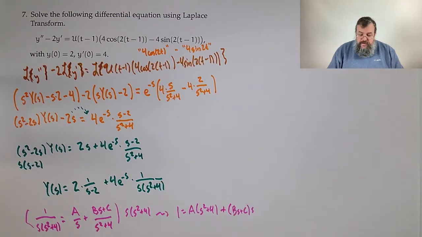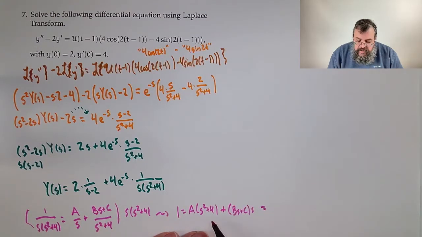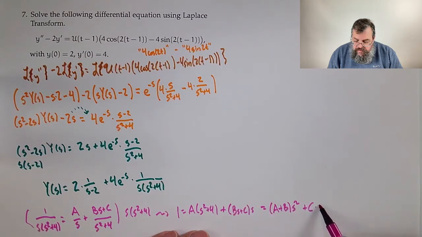Now from here you can solve for a, b, and c by plugging in numbers, or you can expand out and group by coefficients. So for instance, you could say, what do I have for s squared? Well, you have an a and a b. So this is a plus b times s squared. Okay, all right, that's fine. And then for s, there's just a c, so c times s. And then for a constant, there's just a 4a.